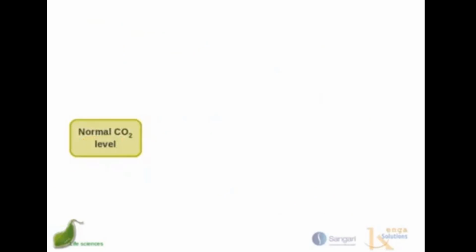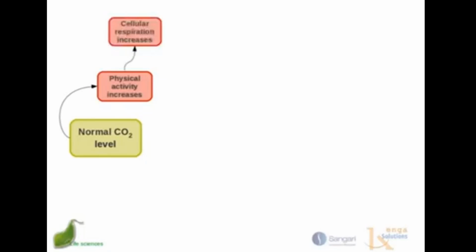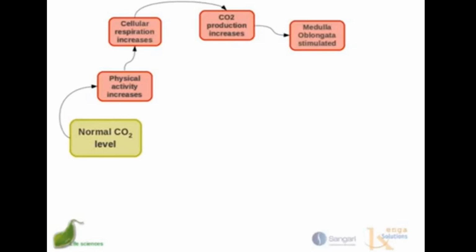So let's look at this homeostatic mechanism now, because that's what this is all about. It's not about the physiology of respiration, but it's really just purely about homeostasis. Now, if we imagine normal carbon dioxide levels in the blood, then we do some physical activity. And as we do that physical activity, cellular respiration increases. And as a consequence of that, we produce more carbon dioxide. Because remember, carbon dioxide is a byproduct of cellular respiration. Now, the detector, the equivalent of the thermostat in our air conditioner, is the medulla oblongata. Now, the medulla oblongata is stimulated, and this is the detector.